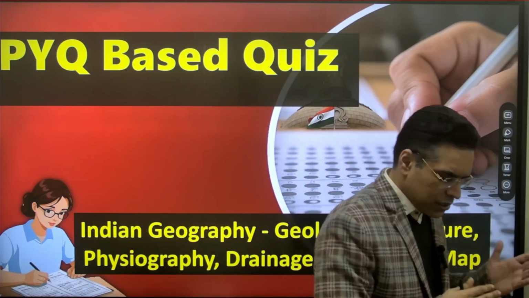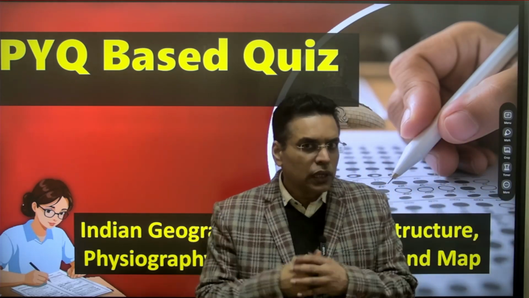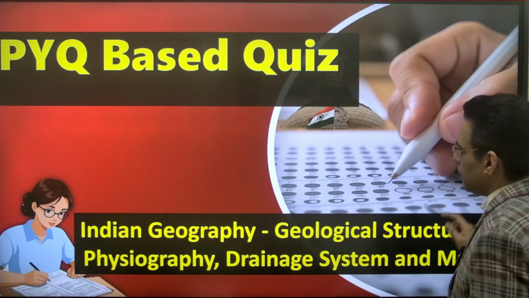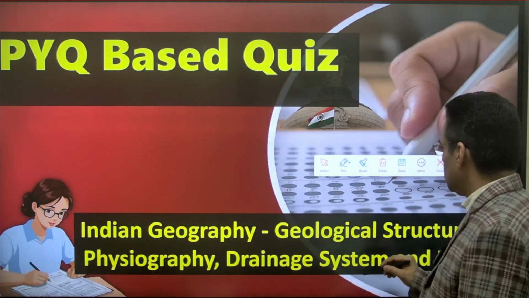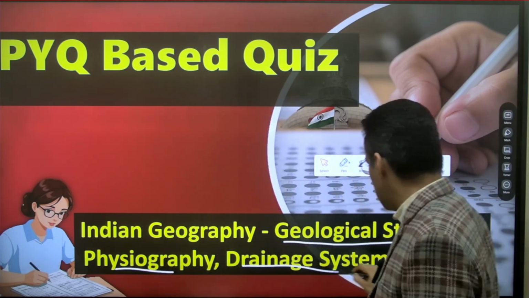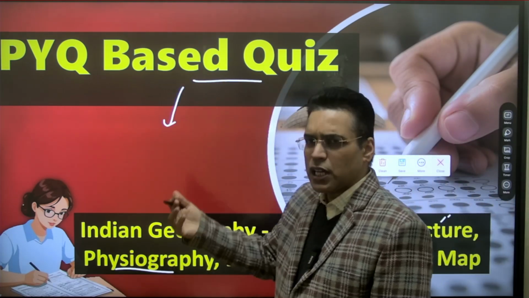In our inner circle session, we discuss these things very regularly and consistently every week. But I want to show you a glimpse of that, especially for the subject of geography. Here I have taken three themes in geography. The first is geological structure, physiography, drainage system, and map. Now, what kind of questions have come in previous year questions for the last few years?